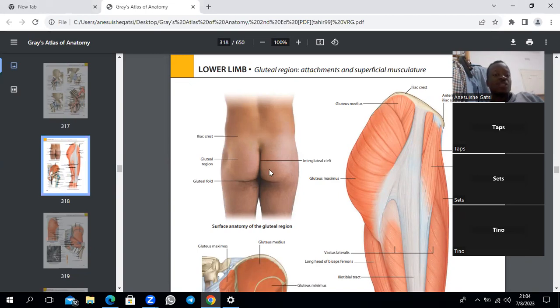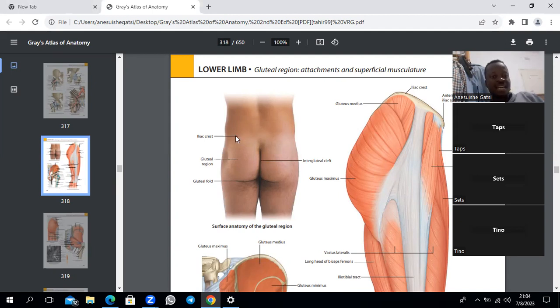And externally, it's characterized by the presence of the two buttocks with an intergluteal cleft in between the one. Right? So these are what we call surface landmarks.